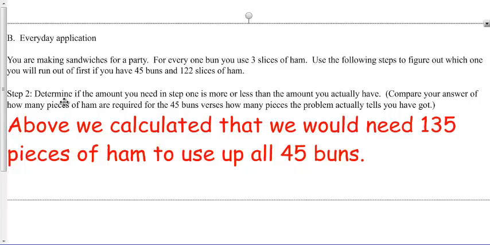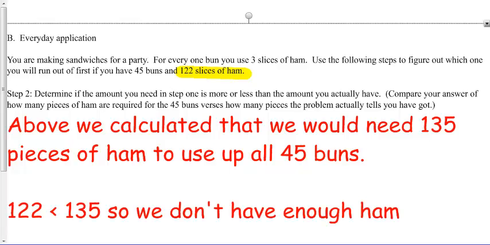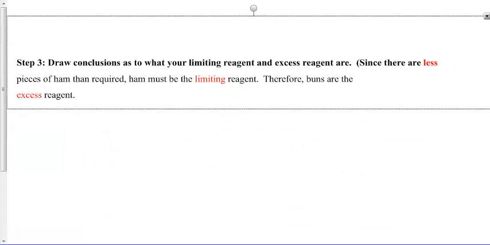Well, step 2, we want to determine if the amount I need from step 1 is more or less than the amount I actually have. Well, we said we needed 135 pieces of ham to use up all 45 buns. How many pieces of ham do I actually have? According to the problem, I have 122 slices of ham. So, since 122 is less than 135, I don't really have enough ham to use all 45 buns if I'm going to stick to my recipe.